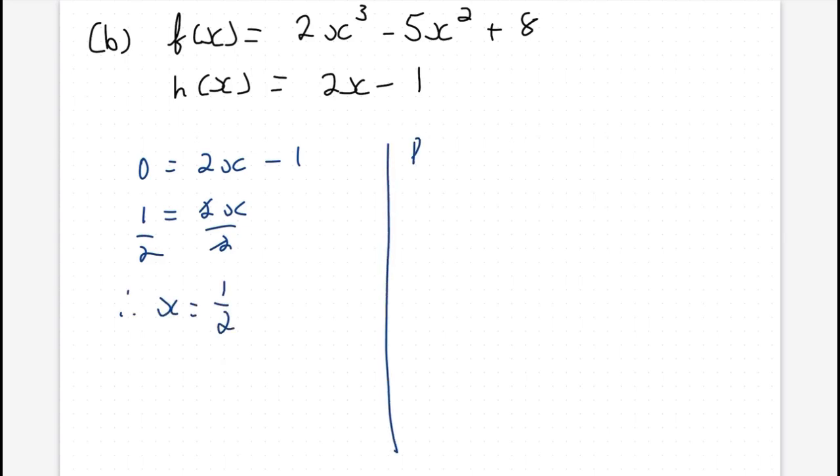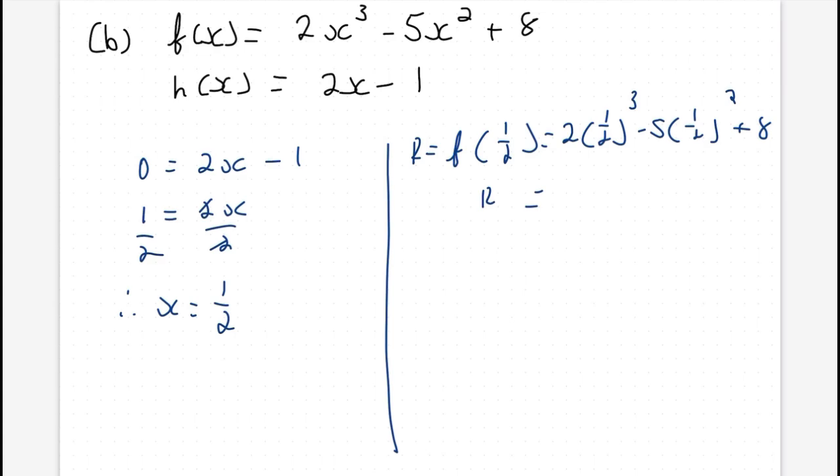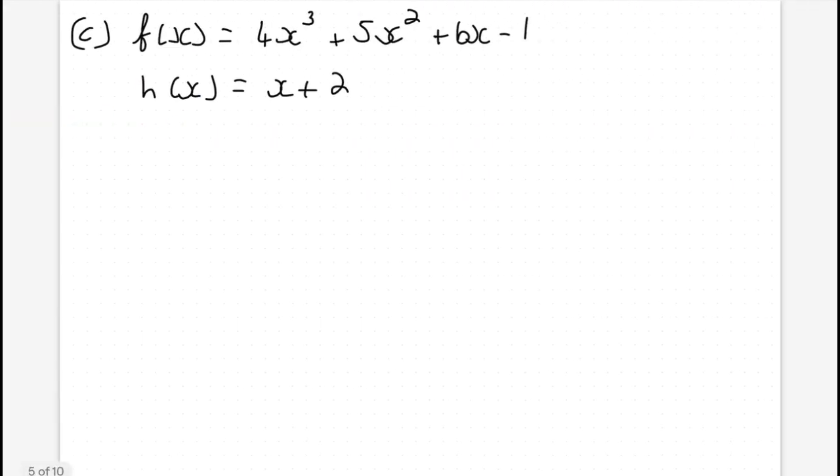Now, we can find the remainder r by just plugging in an x value of a half in place of x. So 2 into a half to the power of 3 minus 5 into a half to the power of 2 plus 8. And we'd get that the remainder r, I'll just put this in my calculator, 2 times a half to the power of 3 minus 5 times a half to the power of 2 plus 8. This gives me 7, and so the remainder is 7.